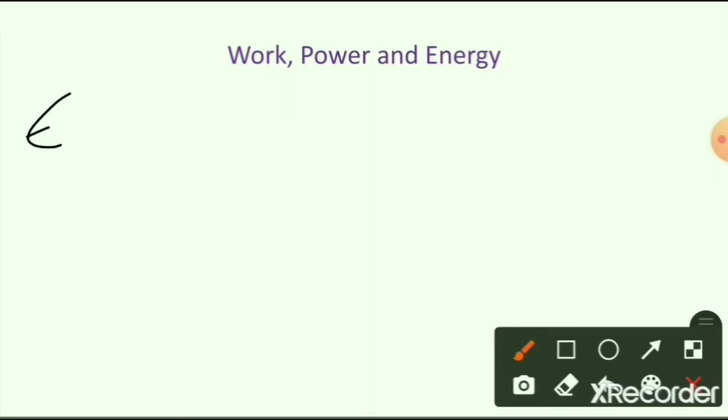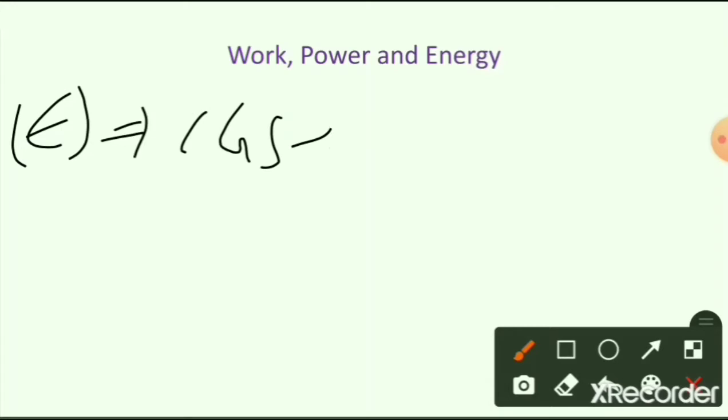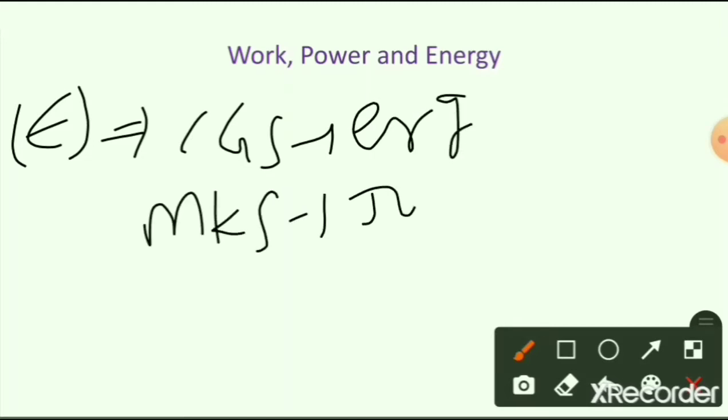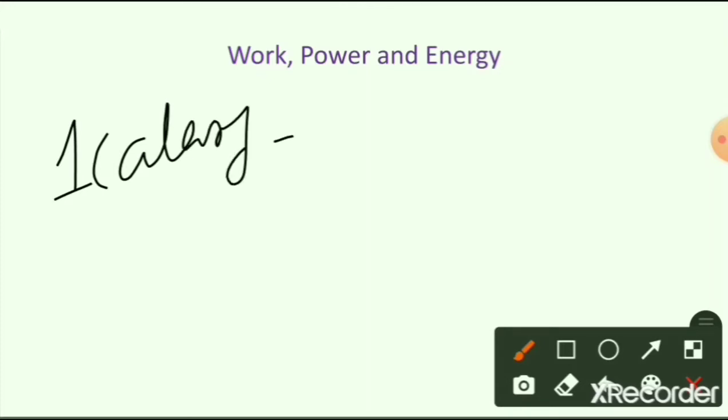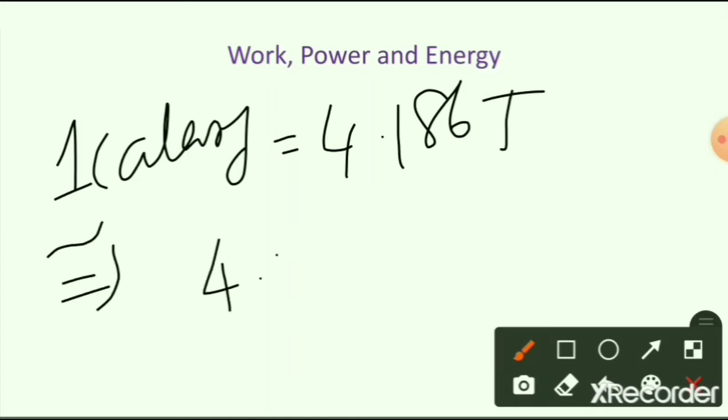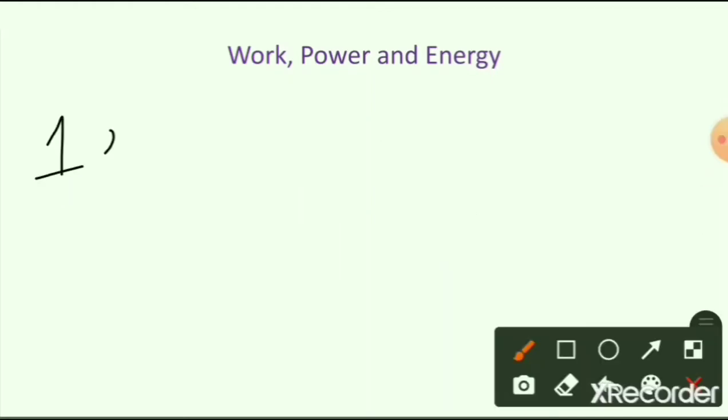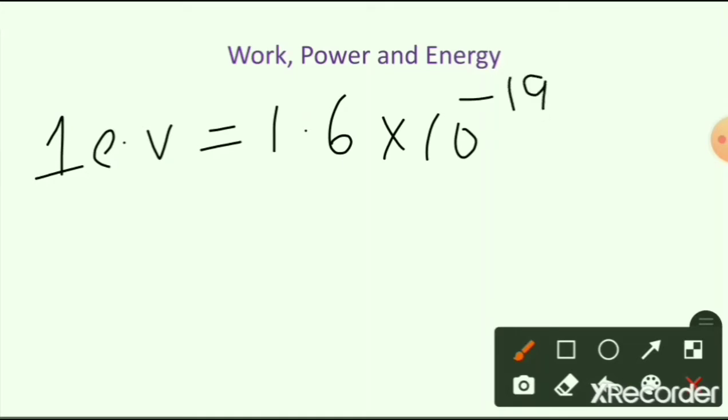Energy, denoted by E. Capacity to do work is called energy. In CGS units, erg. In MKS units, joule. Then 1 calorie equal to 4.186 joule, or approximately 4.2 joules. 1 electron volt equal to 1.6 into 10 power minus 19 joules.